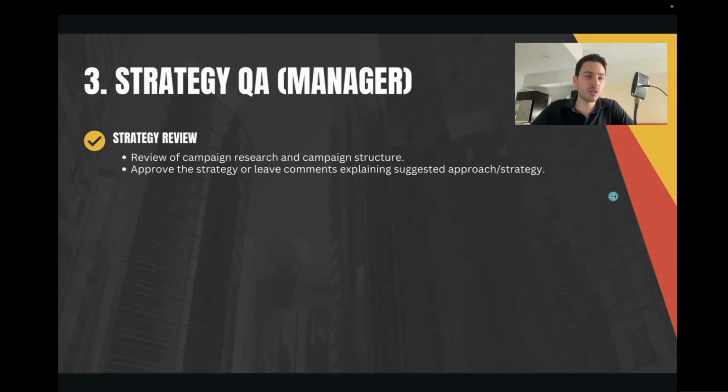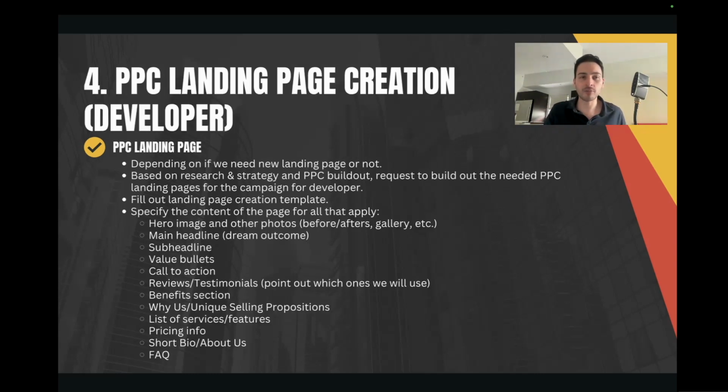Next is going to be a task for the manager. So if I'm assigning this to somebody from my team and I'm the manager, I'm the one who is assigned this particular task. And I get assigned this once the strategist is finished with the research and strategy task. So now my job is to go in and check the research and strategy document and make sure that everything makes sense. And I just basically have to approve or leave any comments explaining suggested approach and strategy or any other suggestions that we might have.